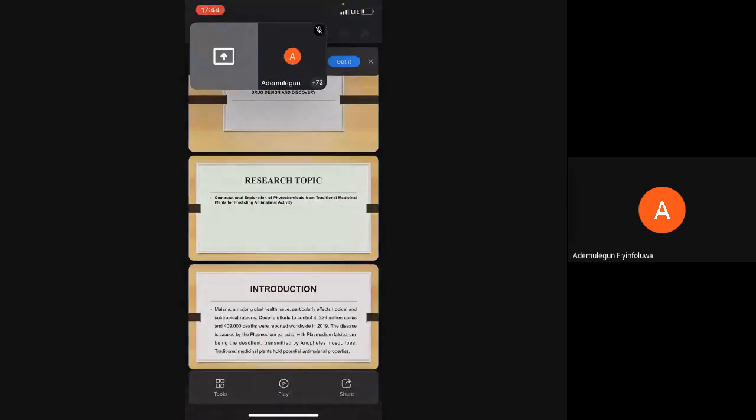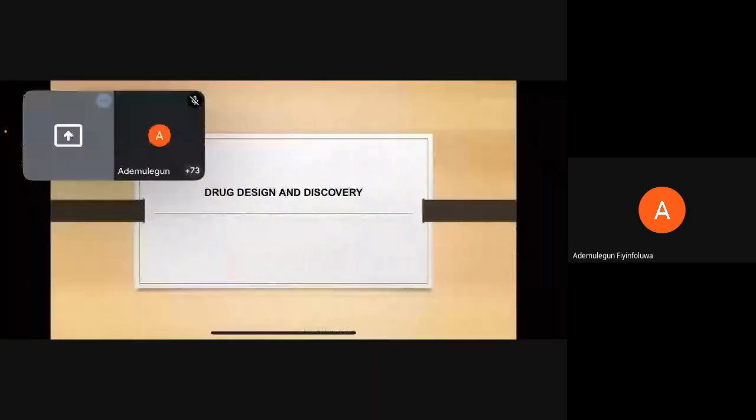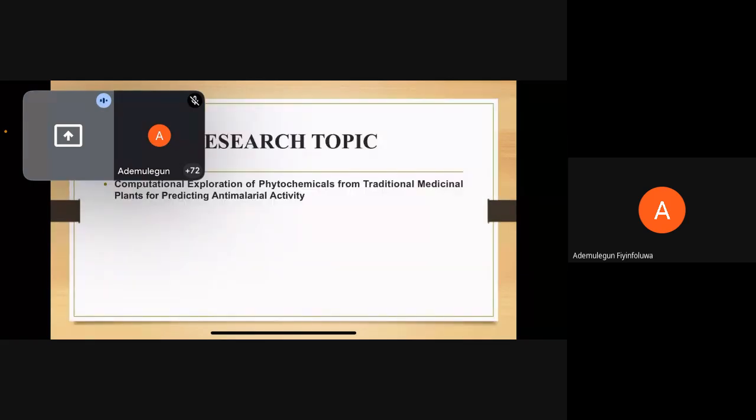Good evening, everyone. My name is Bartholomew Kolo, and I'll be presenting on behalf of my group. The area my group worked on is drug design and discovery. Our research topic is computational exploration of phytochemicals from traditional medicinal plants for predicting anti-malaria activity.